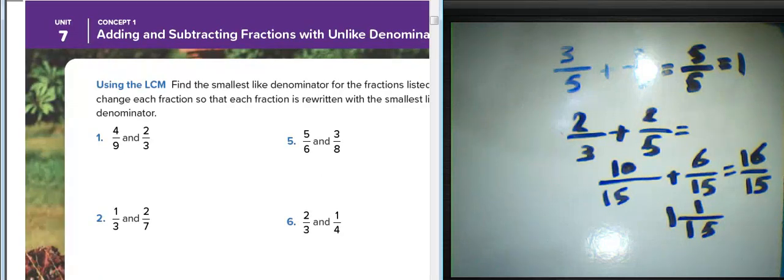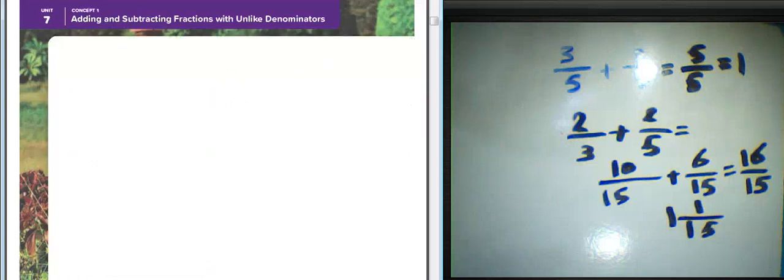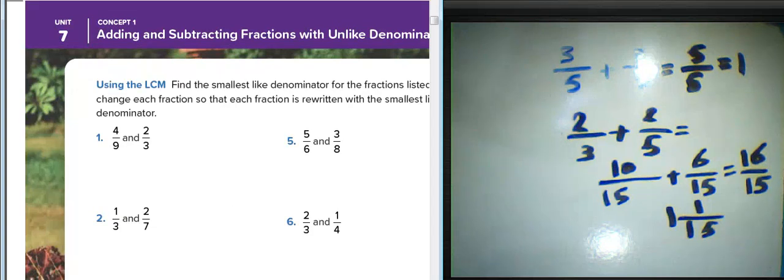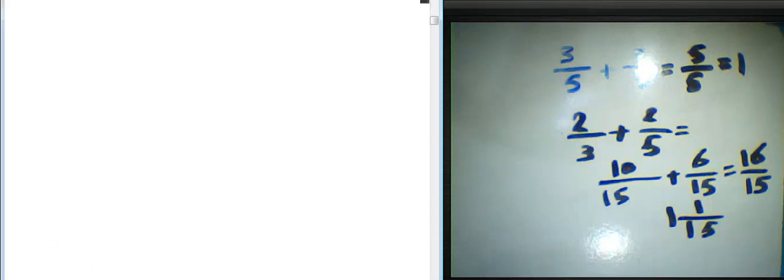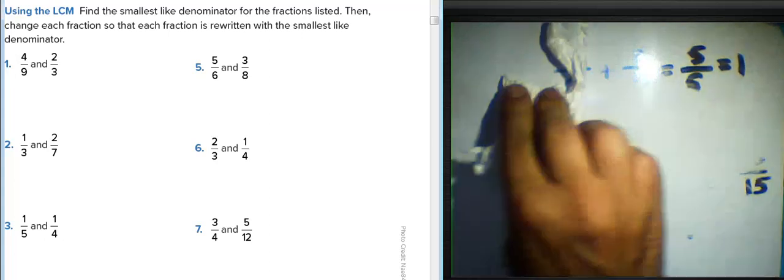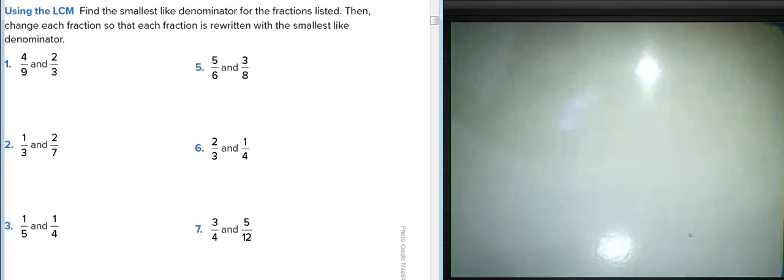Look at this question here. Using the least common multiple, find the smallest like denominator here: 4 over 9 and 2 over 3. Find the smallest like denominator for the fractions listed, then change each fraction so that each fraction is rewritten with the smallest like denominator. We can find the least common multiple between 9 and 3. We know 9 can be divided by 3.